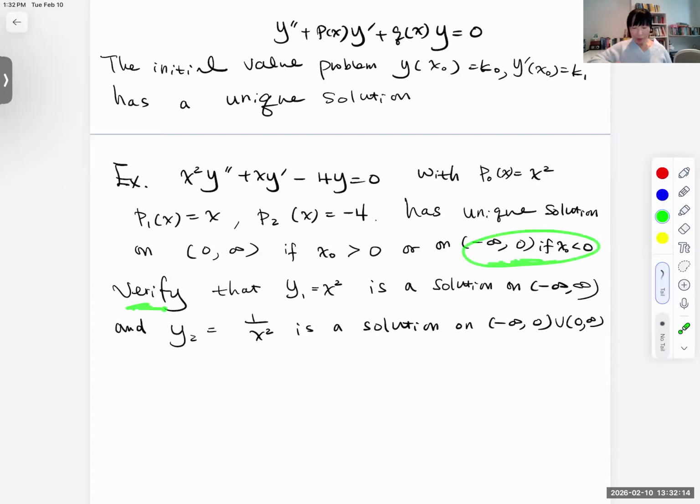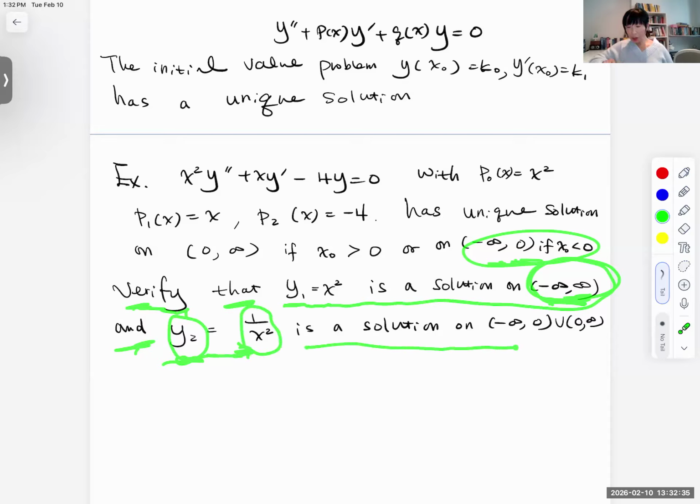Then we have verified that y sub 1 equals x squared is a solution everywhere, negative infinity to positive infinity. And y sub 2 equals 1 over x squared is a solution on the negative part and the positive part; we don't include 0 there.